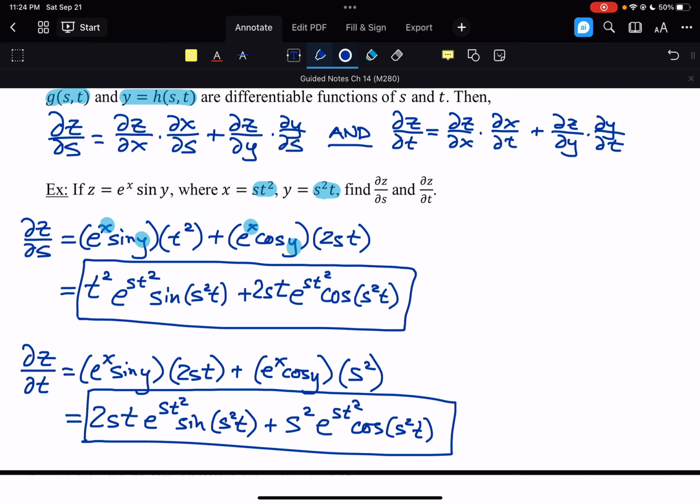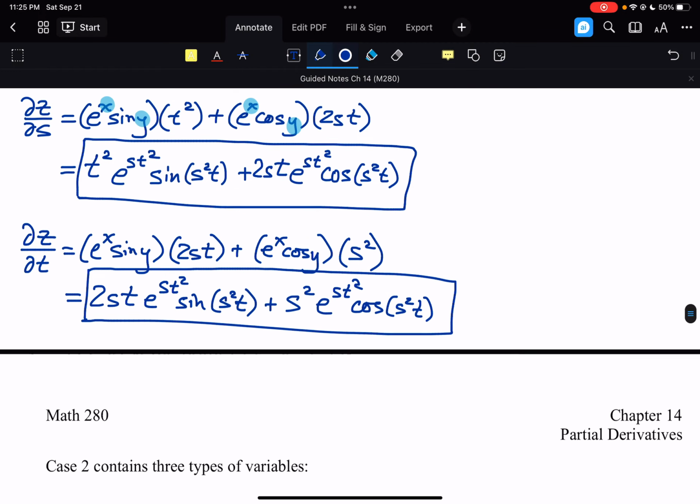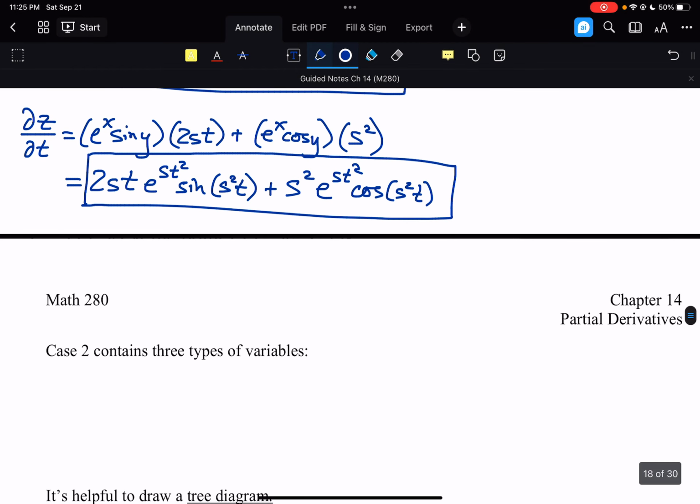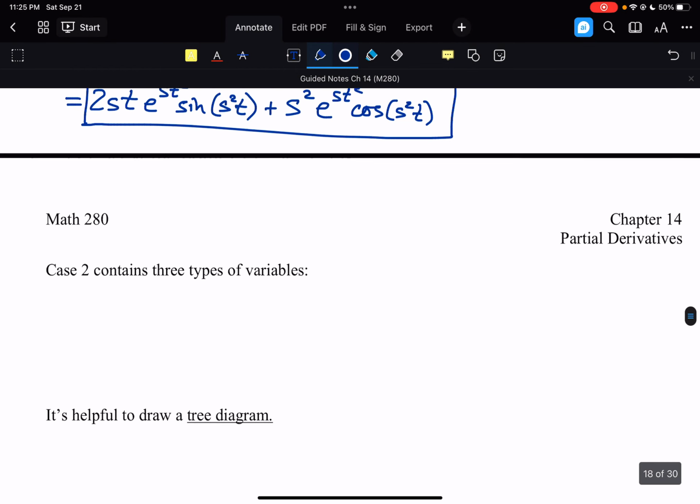Now, as we start getting more and more variables involved in these problems, it can be harder and harder to remember the formulas and the patterns. So we do have ways of helping us remember. The primary method is through the use of a tree diagram.